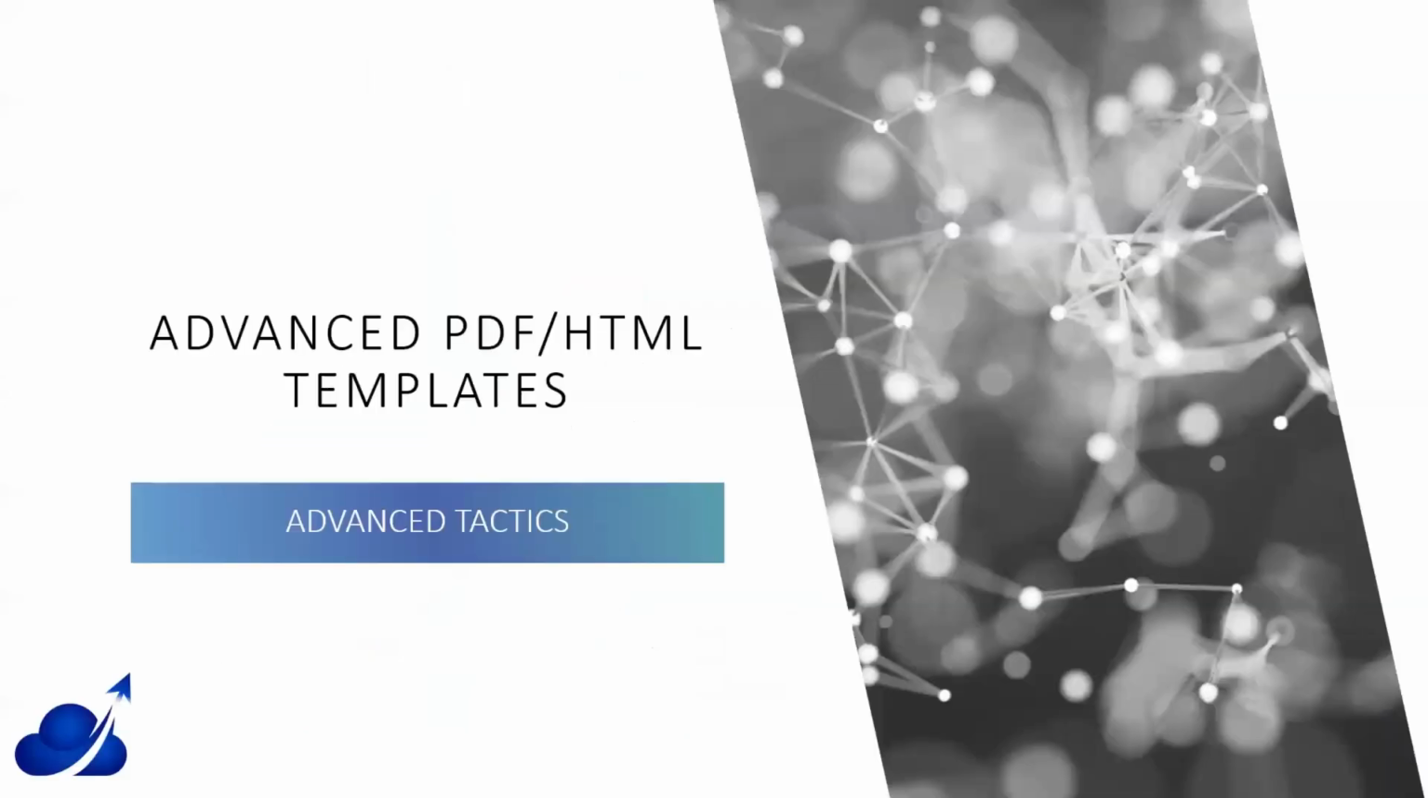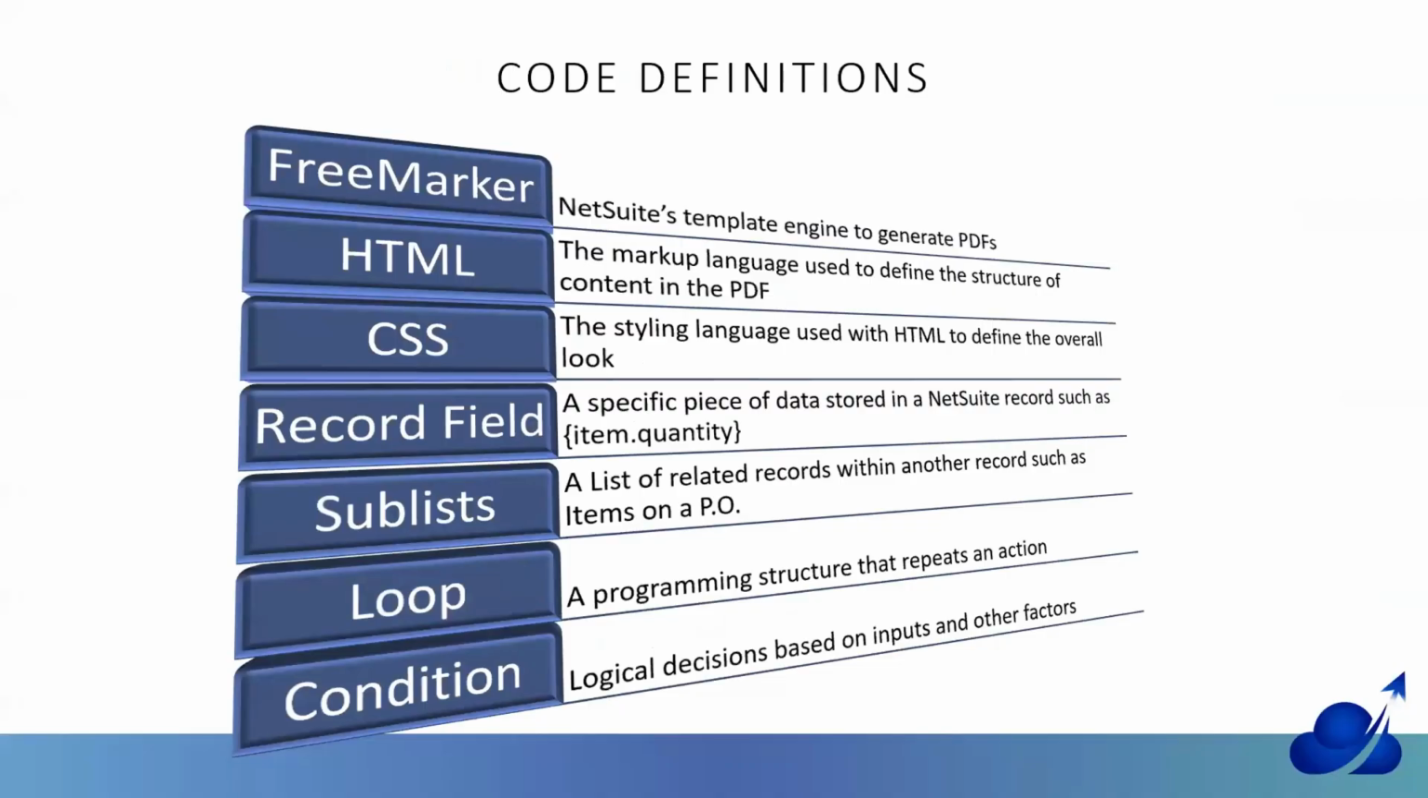But let's move on to some of these advanced tactics. So once again, I've got some definitions for you, and I really thought I crushed with these slides, but I don't know. Okay, so FreeMarker, let's discuss. FreeMarker is NetSuite's template engine. So this is really what's making the magic happen behind the scenes. Really, it's generating those templates in a way that produces a PDF.